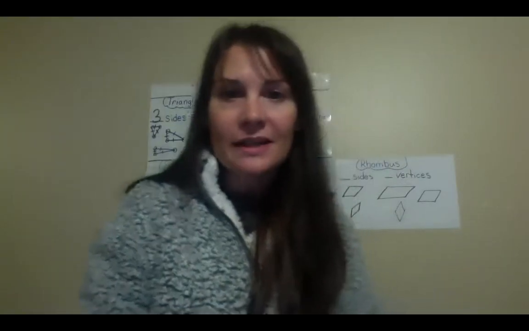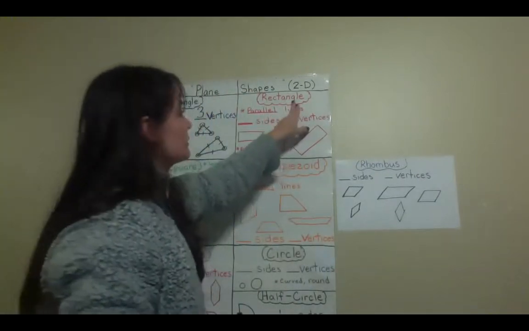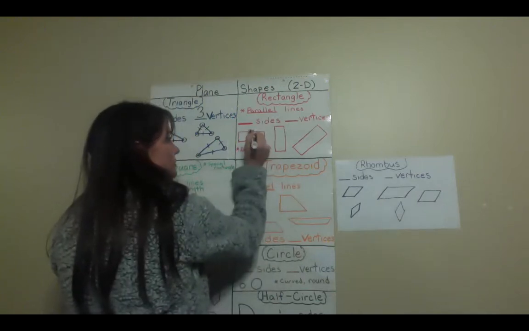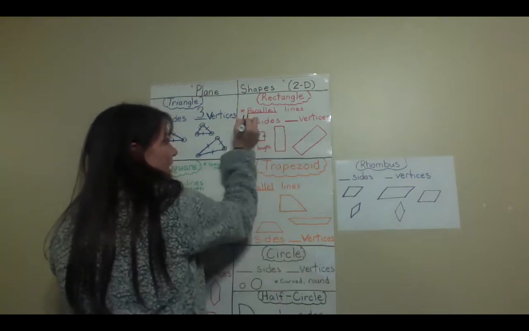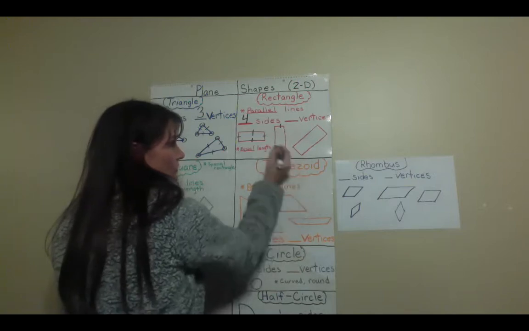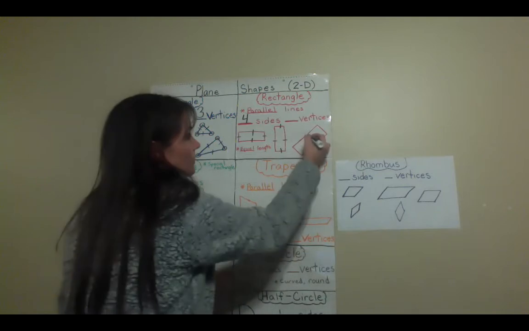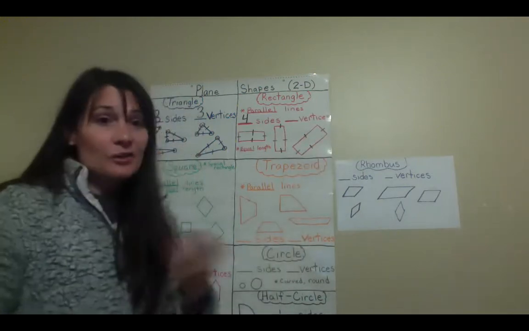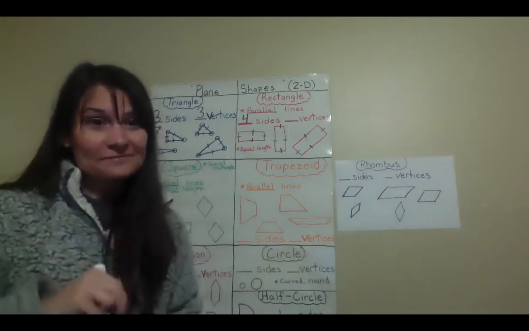Great job counting. So if I look at the rectangle, I notice that it has 4 sides. 2 that are short and 2 that are long. 2 long and 2 short. And I know from learning our doubles facts that 2 and 2 make 4.